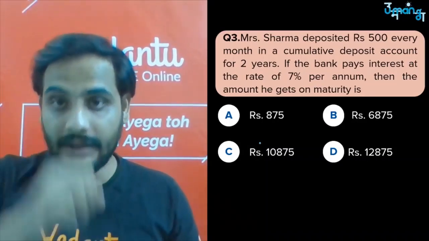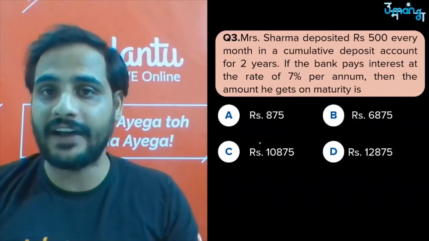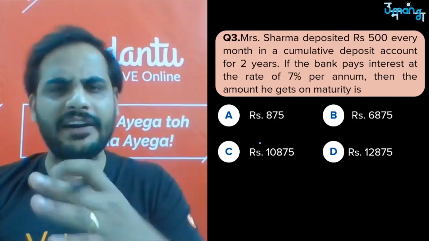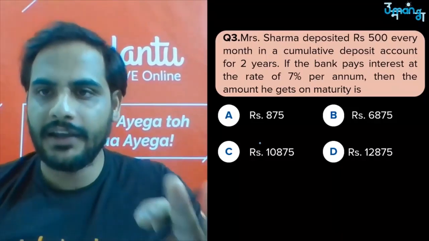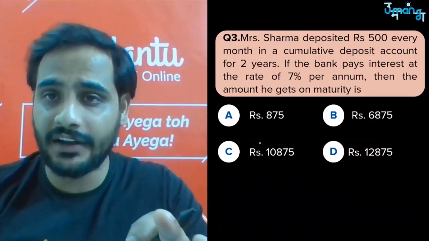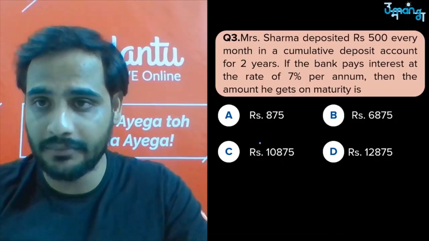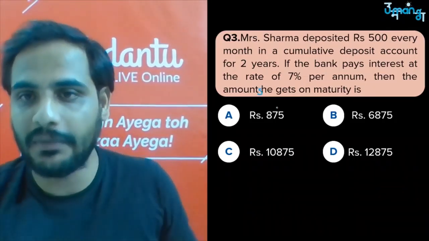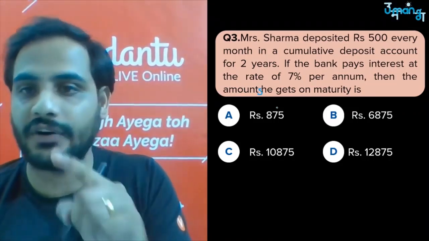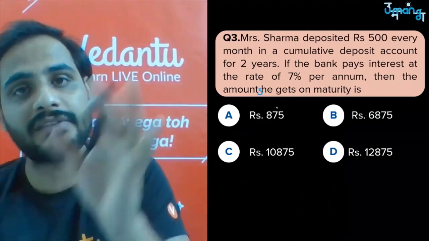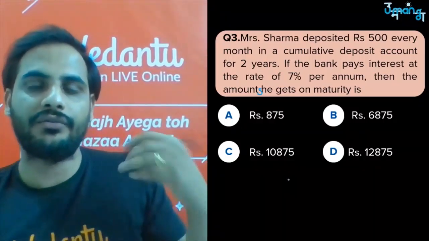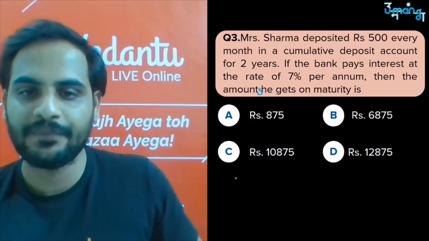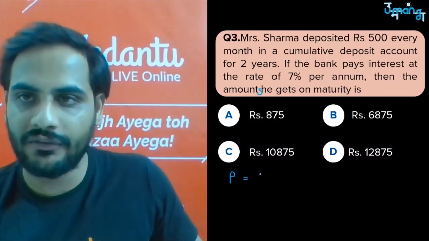Next question is, Mrs. Sharma deposited rupees 500 every month in a cumulative deposit account for 2 years. Recurring deposit or cumulative deposit, same thing. If the bank pays interest at the rate of 7% per annum, then the amount she gets on maturity, so they are asking the maturity value. So first we need to calculate the interest and then we will use the formula for the maturity amount. So the principal amount is given as rupees 500.